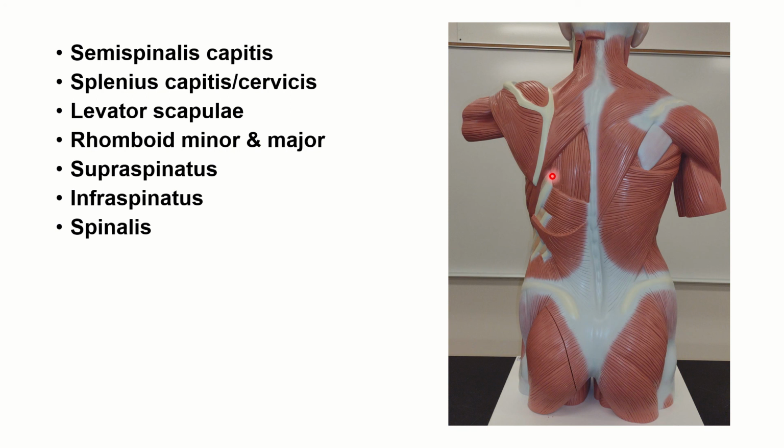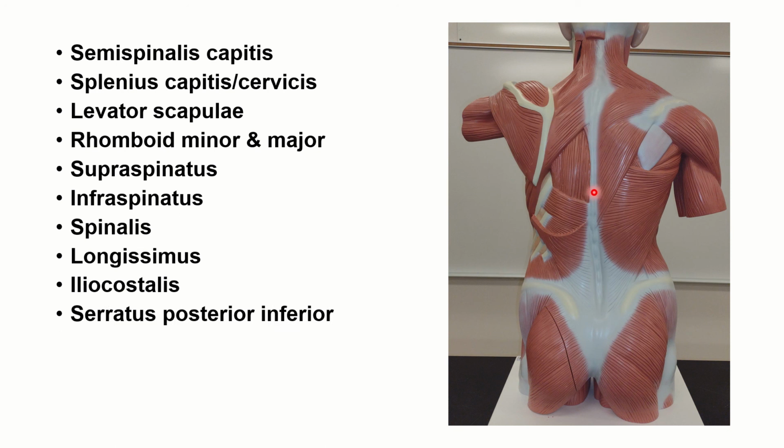And then you have the erector spinae muscles. These are erector spinae muscles, so medial to lateral, you have the spinalis muscle, you have the longissimus muscle, and then you have the iliocostalis muscle. So three muscles, medial to lateral. These are called erector spinae muscles as well.